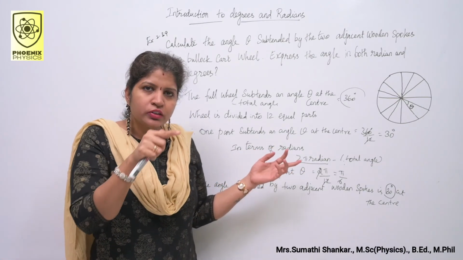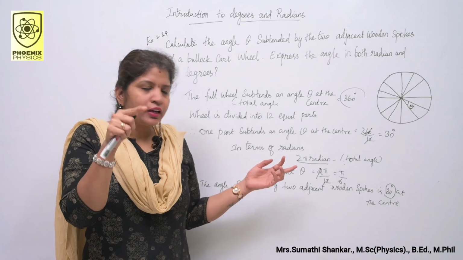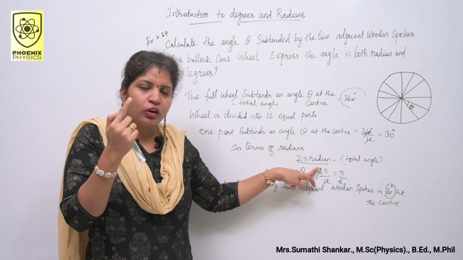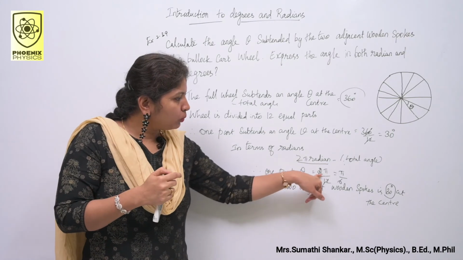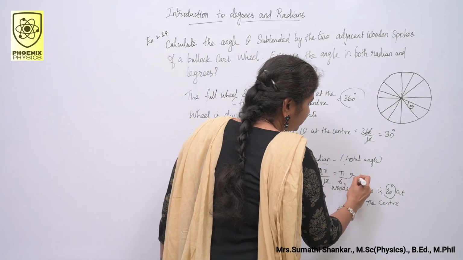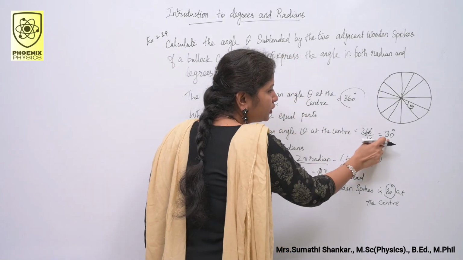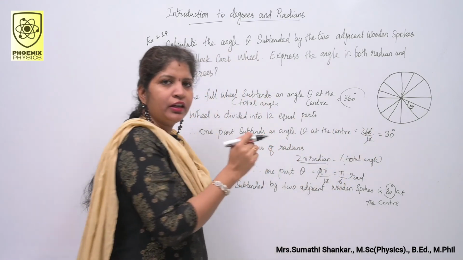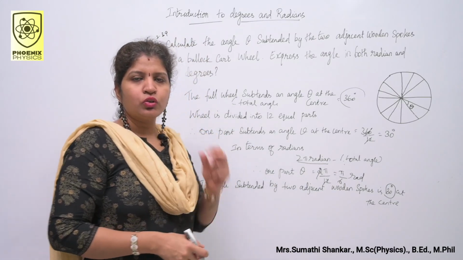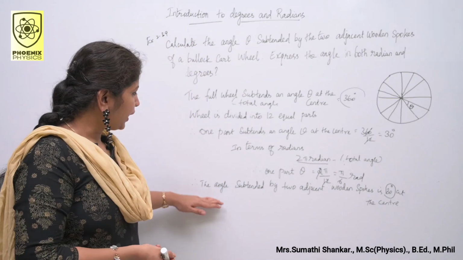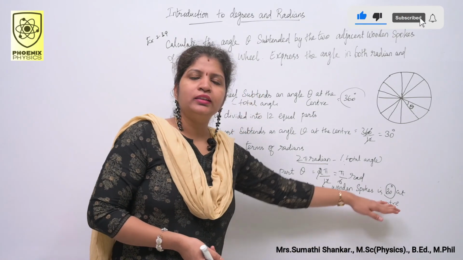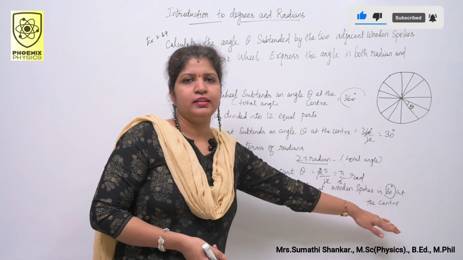So, for a full circle, the angle theta is equal to 2 pi radian. Suppose I want to find out a single theta for one part. So 2 pi by 12, you can get the answer as pi by 6. This is in terms of radians. Theta in terms of degree is 30 degree. Theta in terms of radian is pi by 6 radian. So what is your conclusion? The angle subtended by two adjacent wooden spokes is 30 degree at the center.